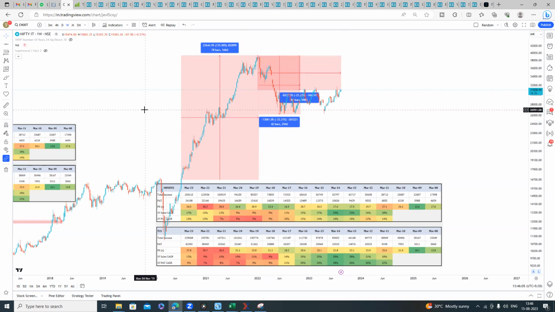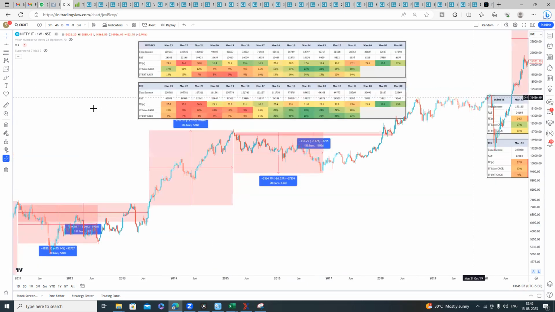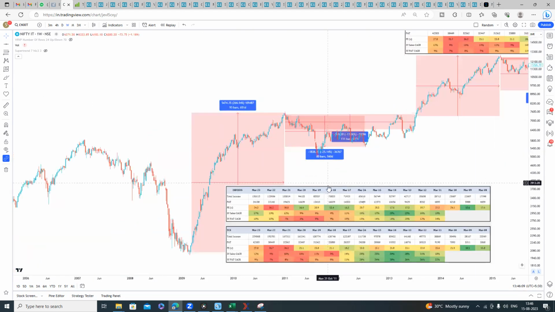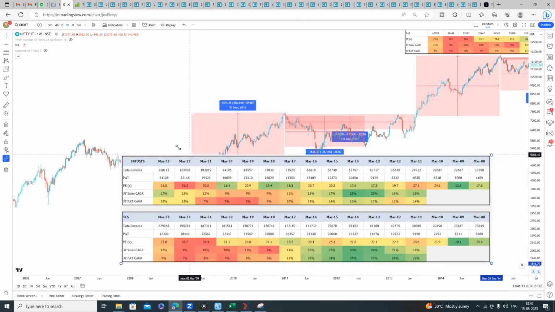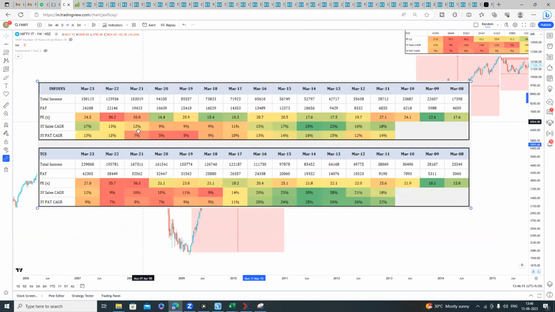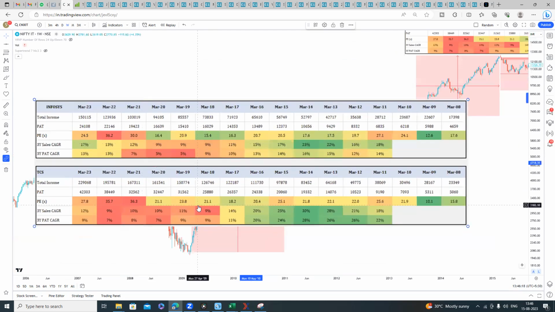But now let me blend the fundamental side of data. So let's go back to 2009. Now let me just enlarge this table. What I have done here for you is I have taken Infosys and TCS, the two big companies, the two representatives of the whole IT index. I have their sales value, their PAT value, their PE, their 3-year sales CAGR and 3-year PAT CAGR. I have taken this value right from 2008 because I'm showing you these charts from 2009. I already highlighted the reason.